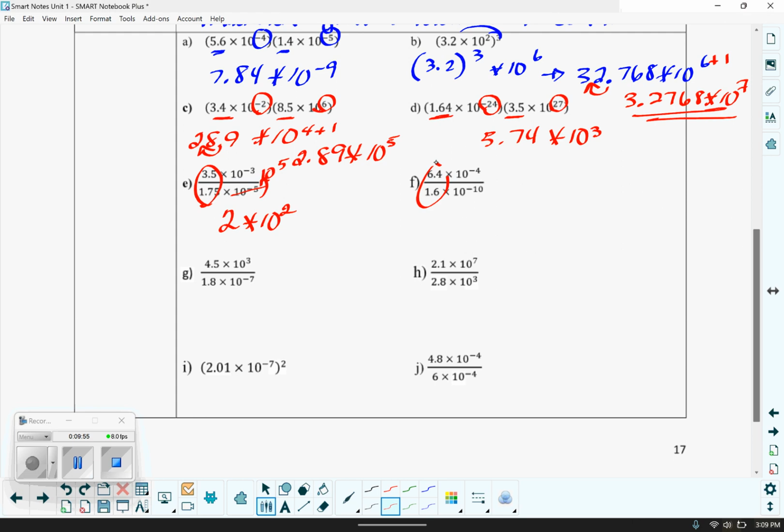Then I have 6.4 divided by 1.6. That gives me 4 times 10, go ahead and bring that up. So it's 10 to the 10th up top. And now I've got negative 4 and 10 is 6. 4.5 divided by 1.8 gives me 2.5 times 10 to the, bring this to the top. So it's going to be 10 to the 7th. That gives me 3 and 7 is 10.